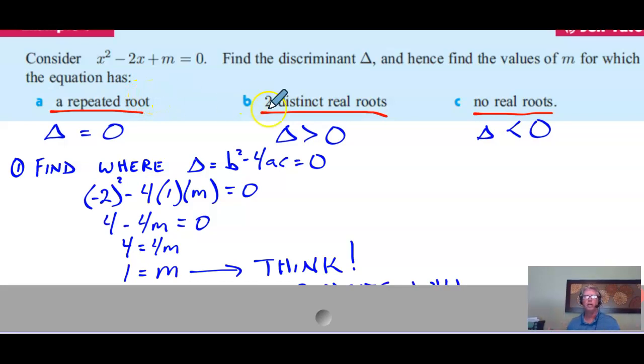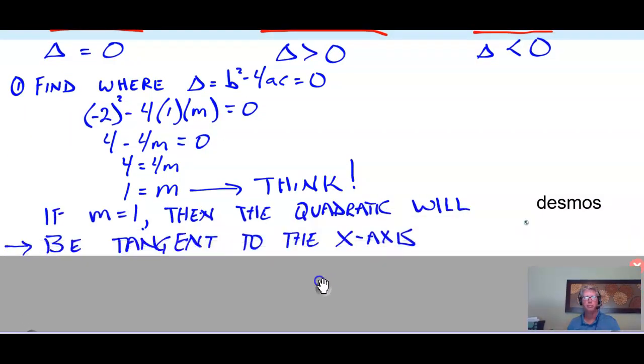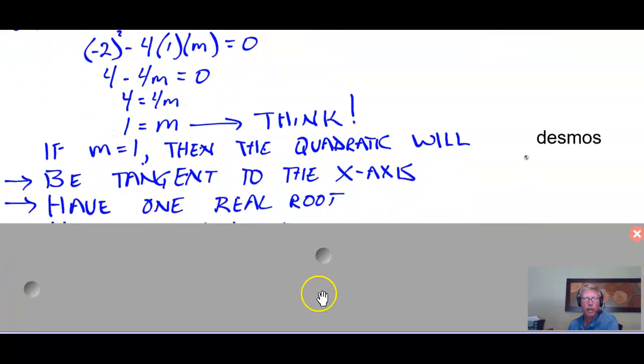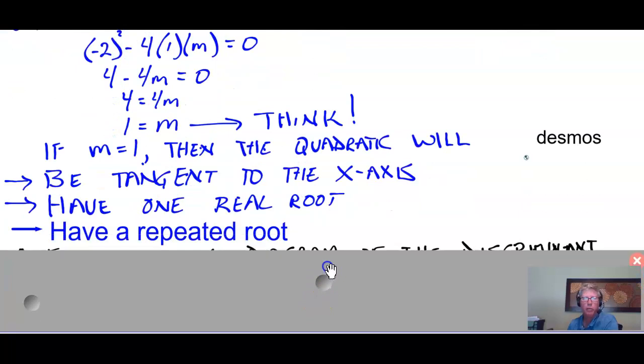Whew, that's a lot. And it's so much, I wrote it down. If m equals 1, then the original quadratic will be tangent to the x-axis. It will have one real root. It will have a repeated root. It's going to ask it in so many ways. The more I write this, I think the better off you are. All right, Mr. Sayers, there were other questions that we had to ask. Yes, so first of all, find wherever the discriminant is equal to 0. Now we know m equals 1.